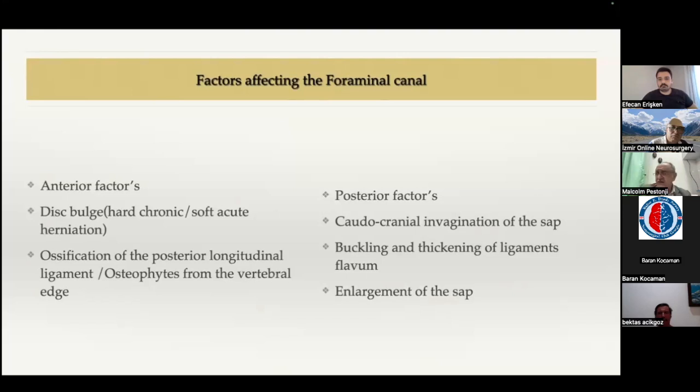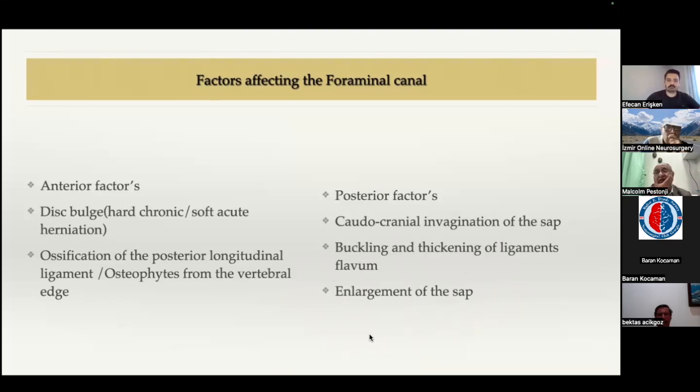You can have ossification of the posterior longitudinal ligament, and you can have osteophytes from the vertebral body edge or from even calcification within the disc. Then you have the posterior factors. What is that? That is the caudocranial invagination of the superior articular process. Why? Because the disc has collapsed. This leads to buckling and thickening of the ligamentum flavum. And you also have an enlargement, enthesiopathic enlargement of the superior articular process.